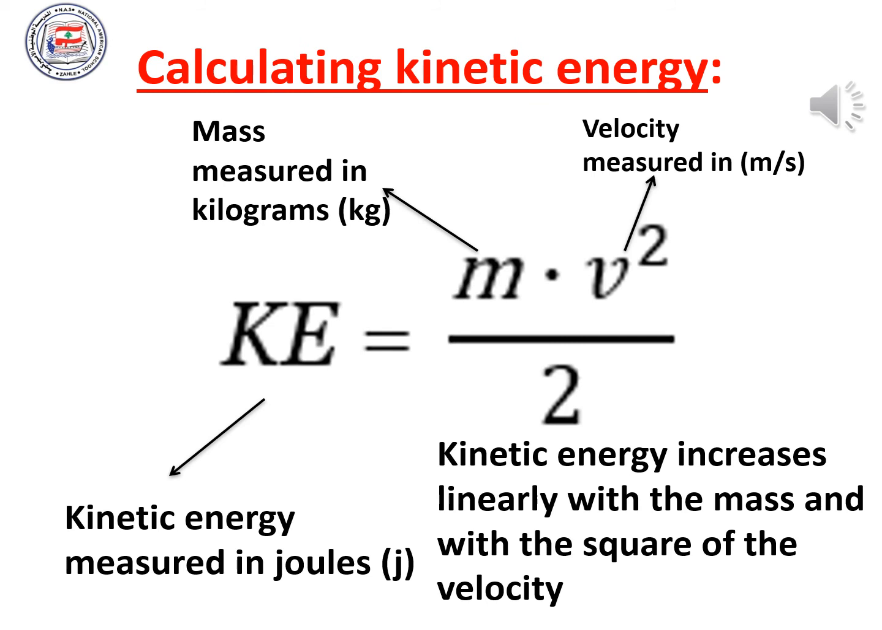Calculating kinetic energy. In order to calculate the kinetic energy of an object, you use the equation you see in front of you. Kinetic energy, measured in joules, is equal to the mass of the object, measured in kilograms, times the velocity of the object squared, measured in meters per second, over 2. Kinetic energy increases linearly with the mass and with the square of the velocity, so they are directly proportional.